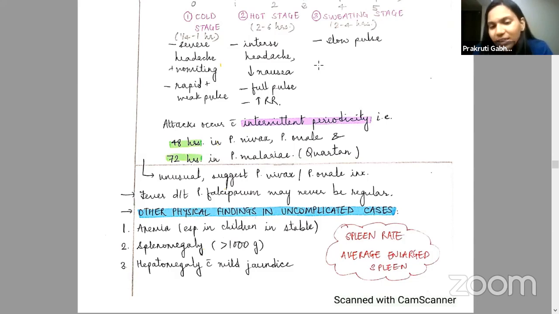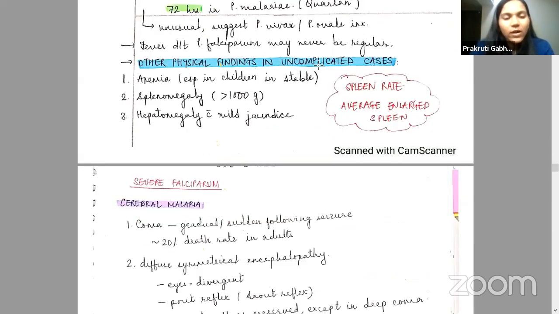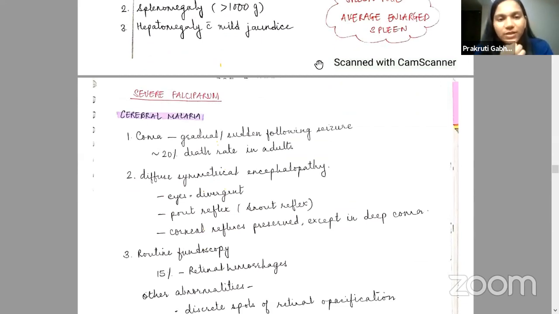So a spleen rate is the number of palpable spleens or increased spleen rates between the age group of 2 to 9 years of children. Why we are not considering adults is because in adults there can be various other causes of splenomegaly as well. The average enlarged spleen is nothing but the same thing, but we're actually measuring the increase in the size of the spleen. So it's just a more refined method.